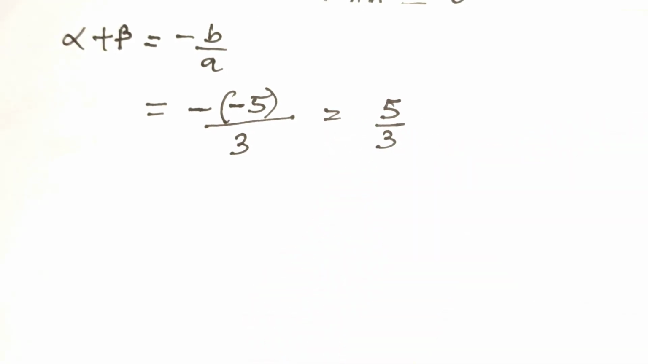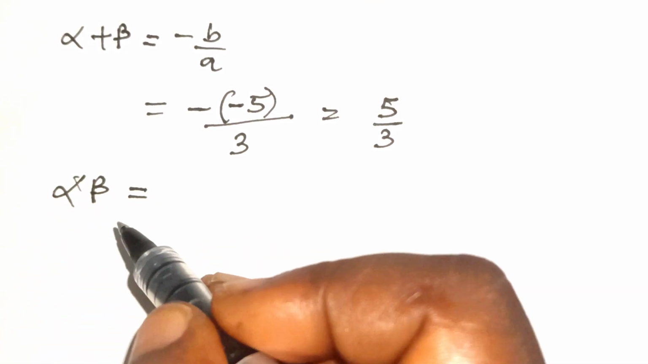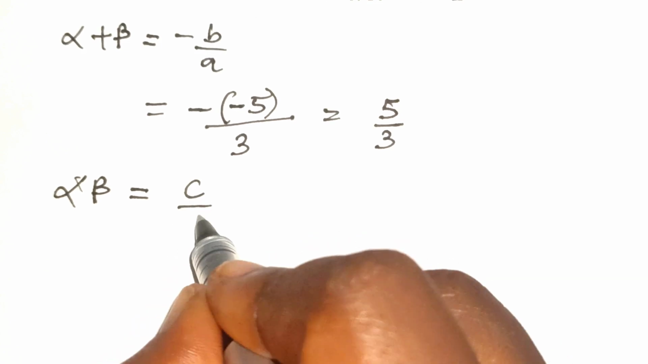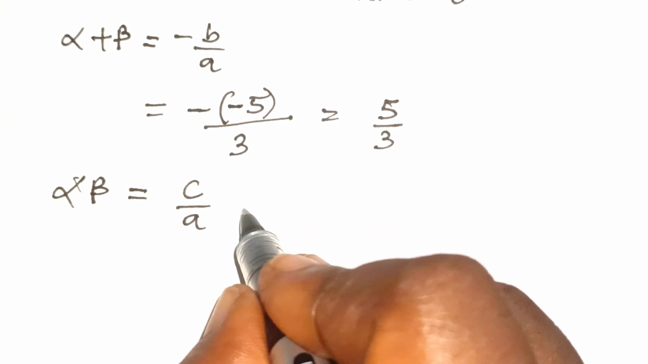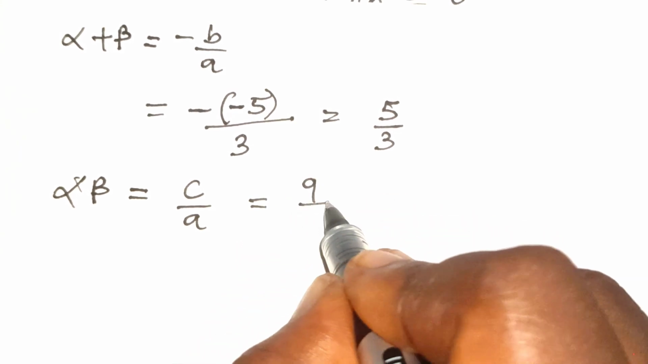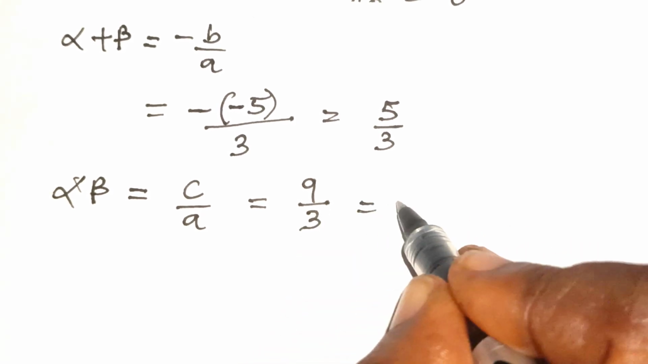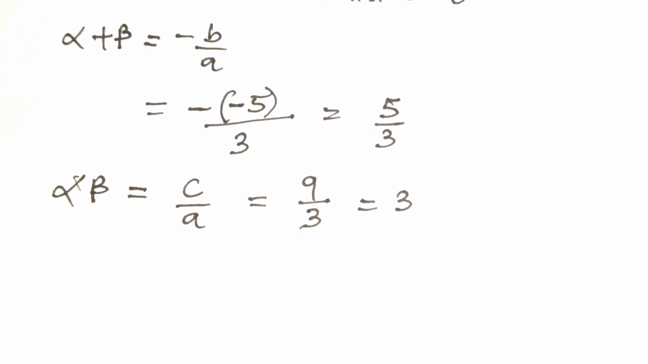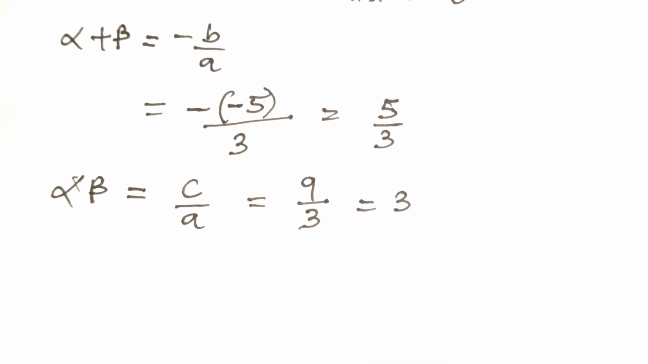So the sum of the roots is 5 over 3, while the product of the roots, alpha times beta, is equal to C over A. Our C is 9. This is equal to 9 over A, which is 3. So 9 divided by 3 is equal to 3. So the product of roots is 3, while the sum of roots is 5 over 3.